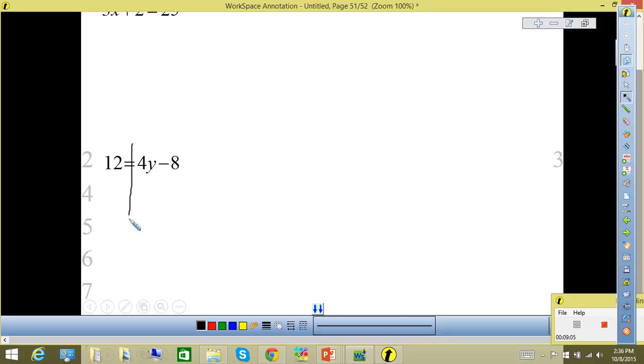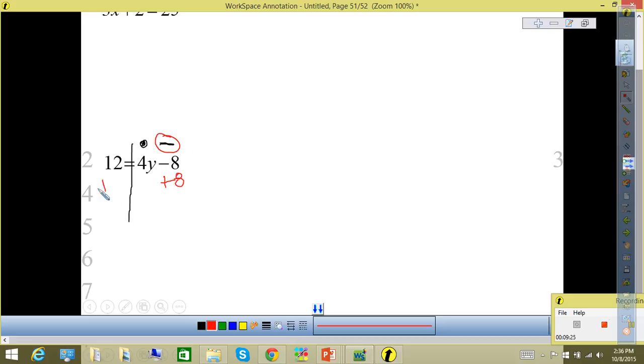Line down the equal sign. And we first are going to find out what operations we see next to the y. What is this? Subtraction. And what is this? Multiplication. So where do we start? Wherever there's addition and subtraction. So what is the opposite? Add 8. Add 8.